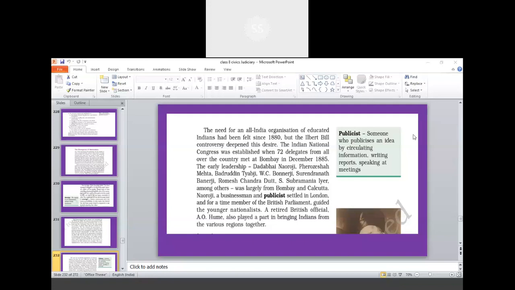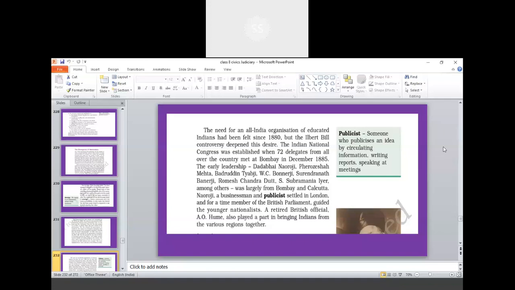So there are a few examples which I just mentioned. One is the Arms Act, the second one is the Vernacular Press Act. Third one, Ilbert Bill. All these bills or laws clearly discriminated against Indians. Or the British wanted to subjugate or control the Indians. So that is the reason why the majority of Indians were not happy with the rule by the British East India Company. Okay. Next point, write down.